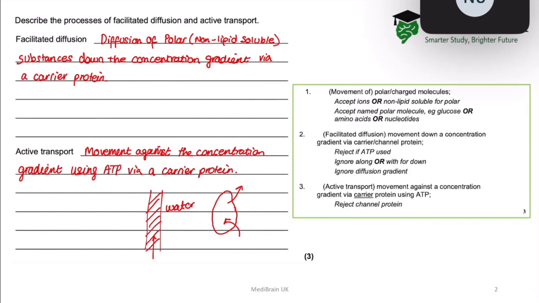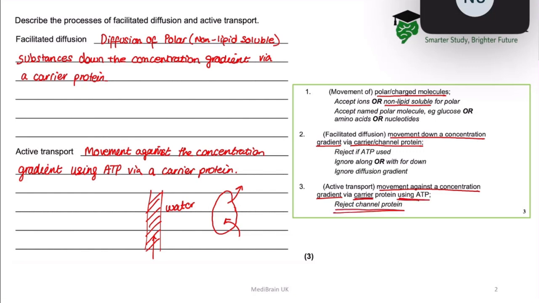So if I show you the mark scheme, again, these are common exam questions I've picked out here. Facilitated diffusion is the movement of polar or charged molecules, or non-lipid soluble molecules, down the concentration gradient. And you also have to say via what? Via a carrier or channel protein, or you could have said via a co-transporter protein. Active transport is the movement against the concentration gradient via a carrier protein. It's a carrier only, not a channel protein, using ATP.